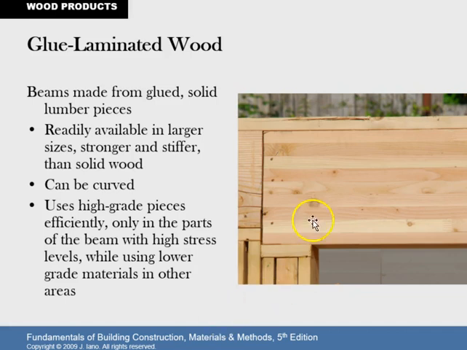All right, so here are some examples. Here's a glue laminated wood beam right here. It's kind of built up. Laminated means that the pieces are adhered together, and we see horizontal plies. I would refer to them as plies, just like plywood. So I count 1, 2, 3, 4, 5, 6, 7, 8, 9 plies. That's how I would describe it. Beams are made from glued, solid lumber pieces. That's what we're looking at. They could be built to size, stronger, stiffer than solid wood. They can be curved.